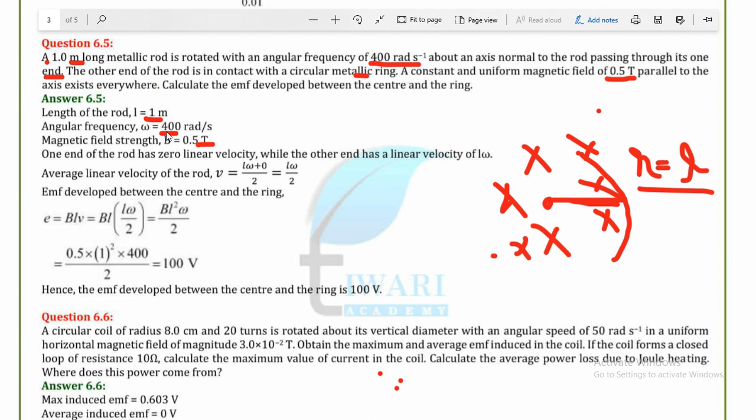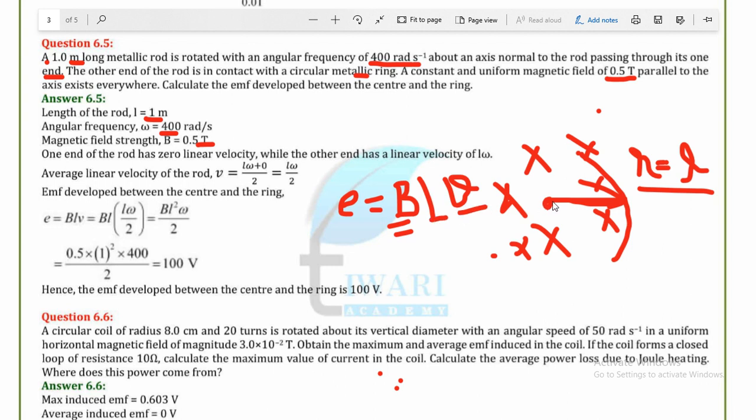Now okay, let's see what is the formula for the induced EMF developed at the end of this long rod of length L. So formula for induced EMF is E is equal to B L V. But student, here B is magnitude of magnetic field, L is the length of the rod, and V is velocity.